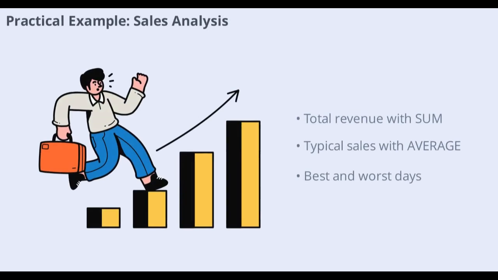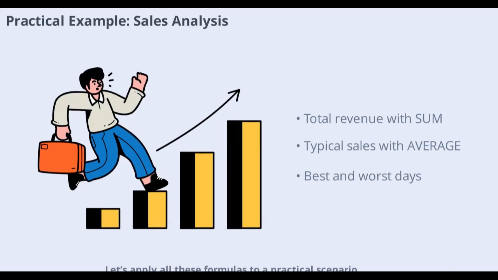Let's apply all these formulas to a practical scenario. Imagine you're analyzing weekly sales for a small business. By using sum, you quickly get the total revenue. Average tells you the typical daily sales. Count confirms you have data for every day. Max and min help you identify your best and worst sales days. This approach streamlines your analysis and helps you make informed decisions.